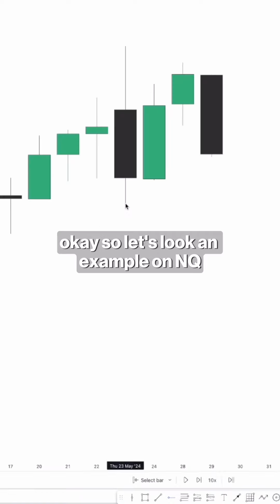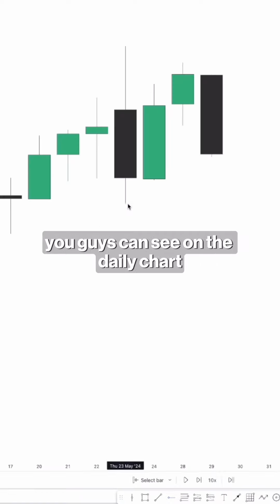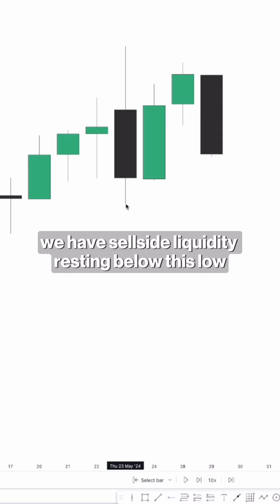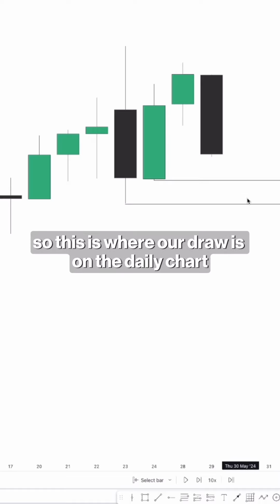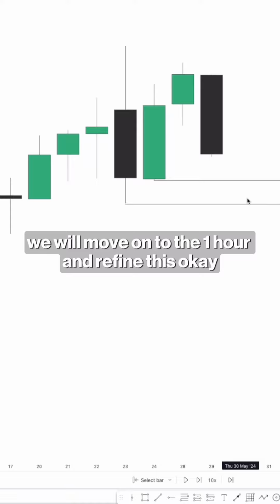Okay, so let's look at an example on NQ. You guys can see on the daily chart, we have sell side liquidity resting below this low. And we have sell side liquidity resting below this low. So this is where our draw is on the daily chart. After the daily, we will move on to the 1 hour and refine this.